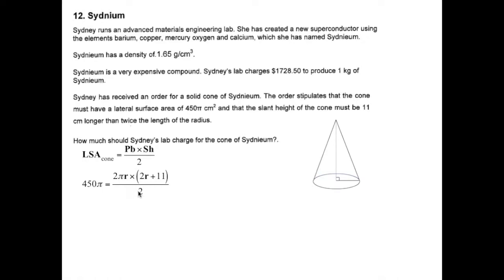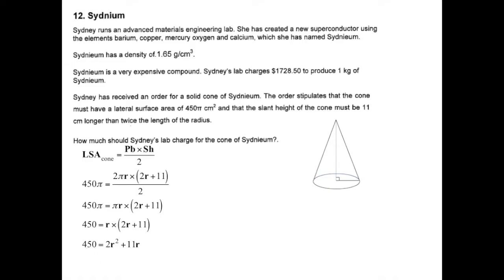I'm going to cancel the 2's. It's going to give me 450 pi is equal to pi times the radius times 2r plus 11, and I've noticed I have a pi on both sides. If I divide both sides by pi, we end up getting 450 is equal to the radius times 2r plus 11. The radius comes in, multiplies the 2r, and multiplies the 11. Distributive law. So we have 450 is equal to 2r squared plus 11r.